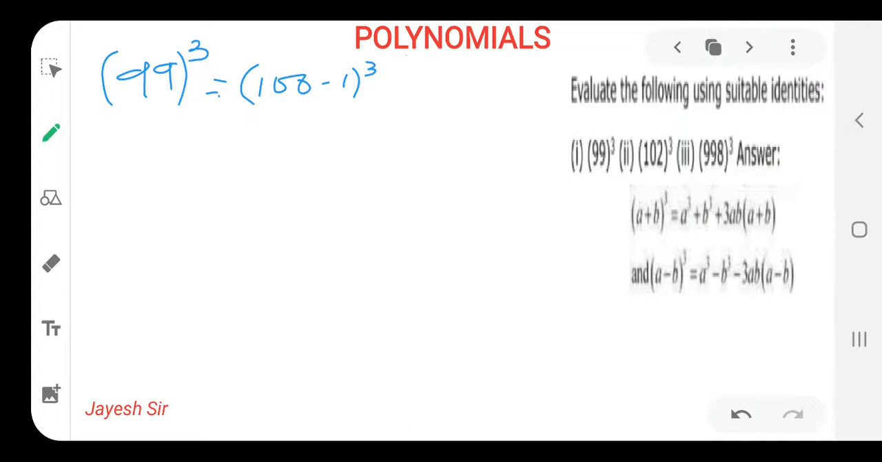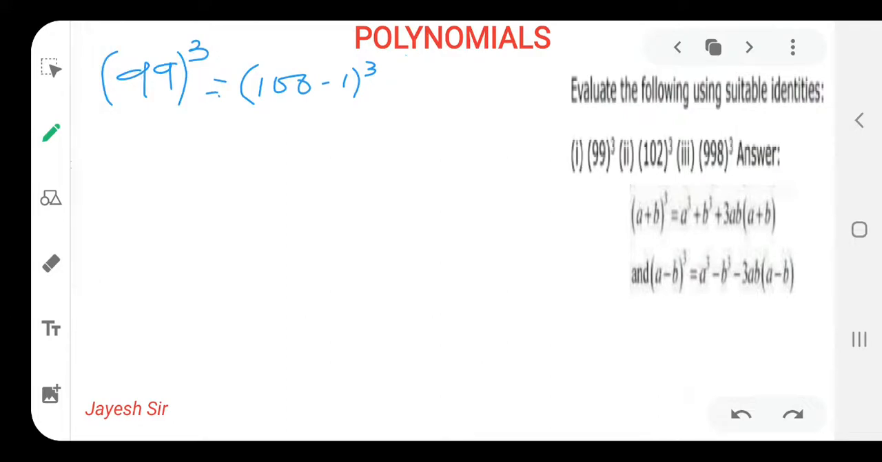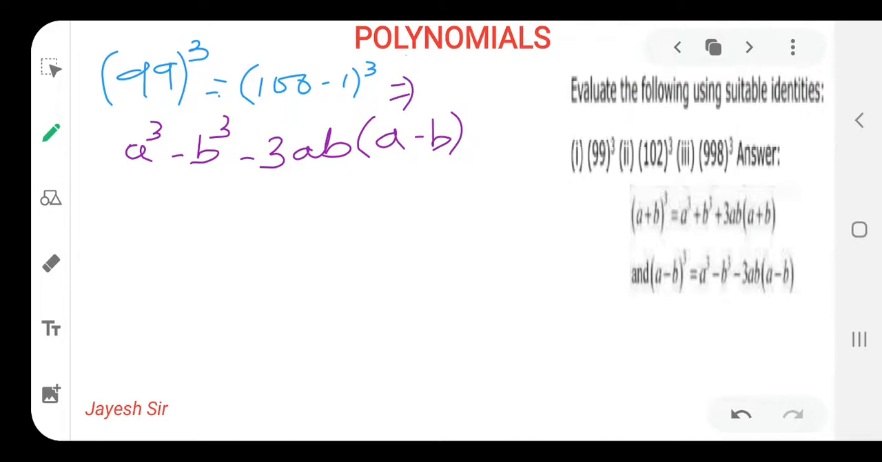Yes, now we can apply the formula. Here the minus sign is there, so which formula are we going to apply? We will apply the second formula that is written over here. So let's apply the formula. We have to just put the values of a and b in the given equation. I am writing the right hand side of the equation, because the left hand side is as given in our question: a cube minus b cube minus 3ab(a minus b). We have to compare our given question with (a minus b) the whole cube. From that we will get the value of a as 100 and the value of b as 1.